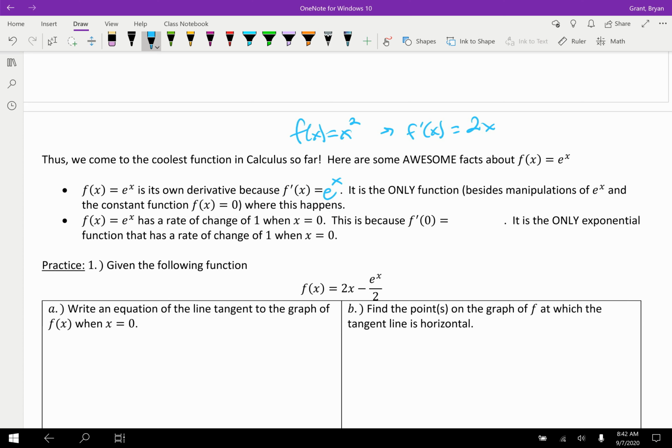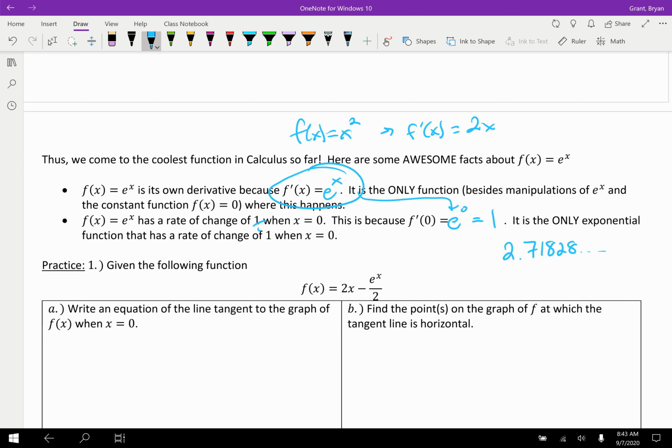The other interesting thing about e to the x is it has a rate of change of 1. So up 1 over 1, right? A slope of 1 when x equals 0. And that's because f prime of 0, we're going to use this up here, is e to the 0th, which is 1. And you're like, well, cool, why is that interesting? Well, it's interesting because e is a weird number, right? 2.71828, and it goes on for a long time. It's a bizarre number. And it turns out it's the only exponential function that has a rate of change of 1 when x is 0.